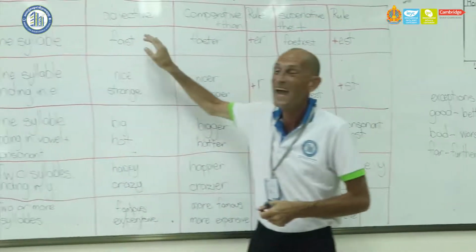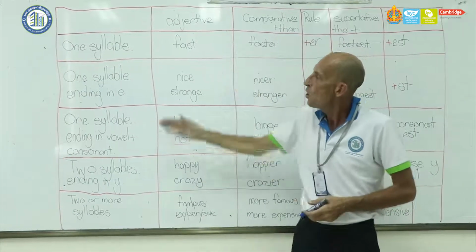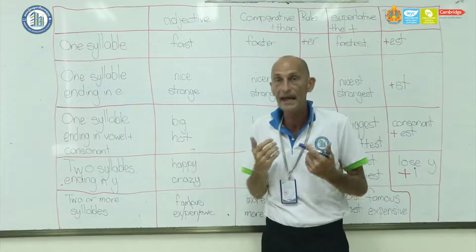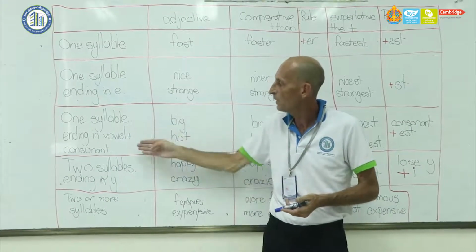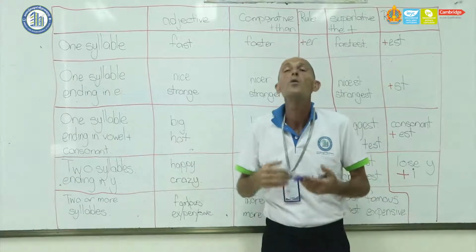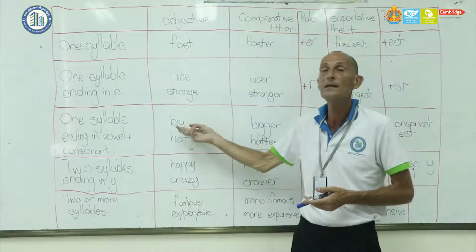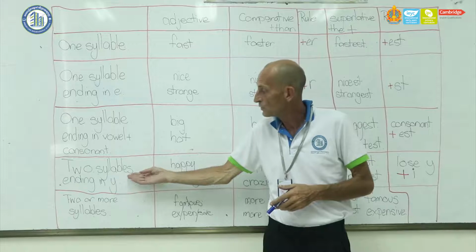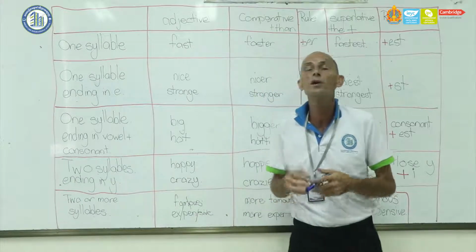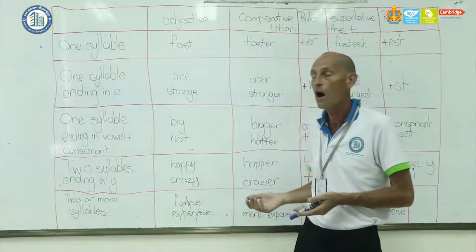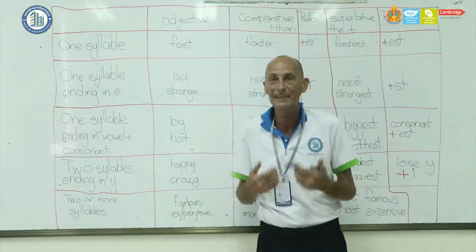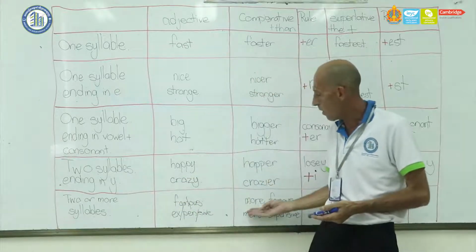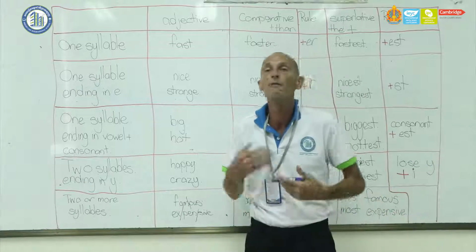Now, so let's go through it again. 1 syllable, we just add ER, simple as that. 1 syllable ending in an E, we just add an R or an ST. 1 syllable ending in a vowel and a consonant, we have to add the last consonant and then ER or EST. And when it's 2 syllables ending in a Y, we lose the Y, make it an I, and then we add ER or EST. And if it's 2 or more syllables, we use the word more or most.